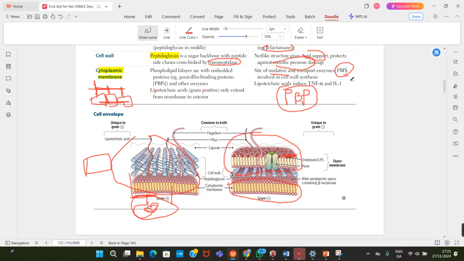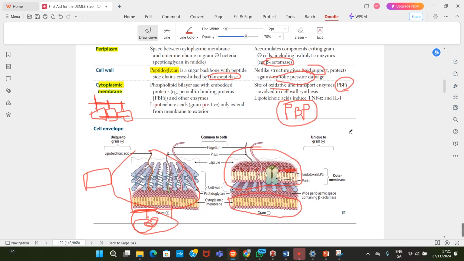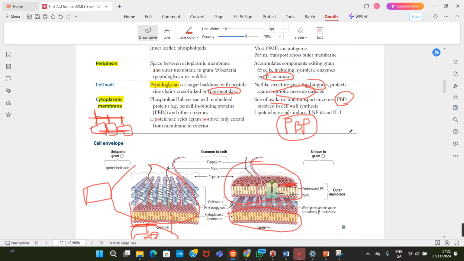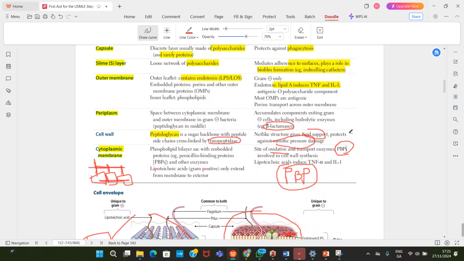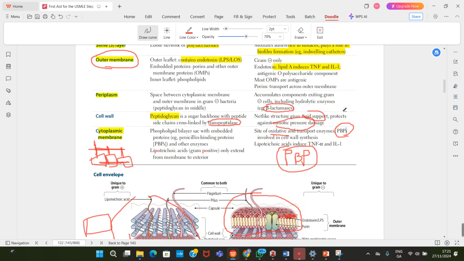They have transpeptidase activity. Now, who remembers the component of the cell envelope that contains lipopolysaccharide or endotoxin? Anybody remembers from what we have discussed? The outer membrane. Good job. Now, that is for gram negative, because it is only gram negative that have outer membrane that contains endotoxin. And what is this endotoxin?